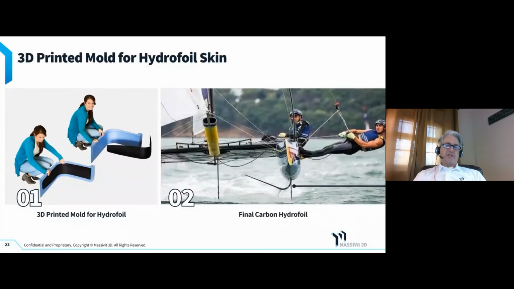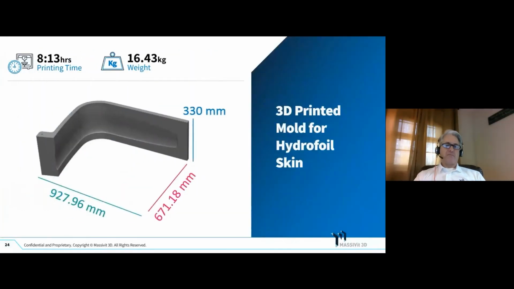The next part here is the wing for the hydrofoil for the catamaran. What you see on the left is a mold, and the actual part in operation on the right. This part, although large as the race car seat, didn't have the same bulk of the race car seat. So this mold, as printed, took a little over 8 hours and only weighed 16.5 kilograms. Again, that's the complete weight of the mold and the shell material.